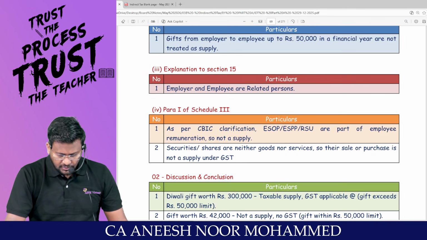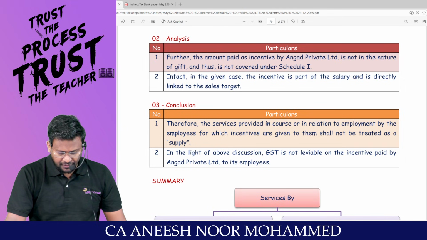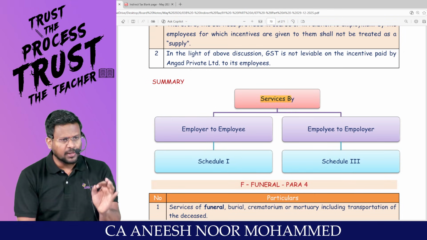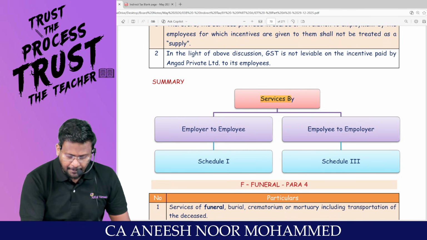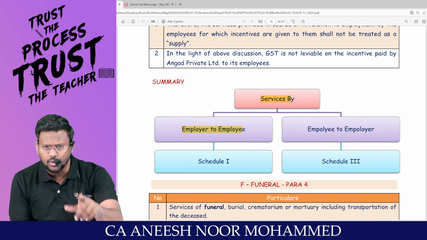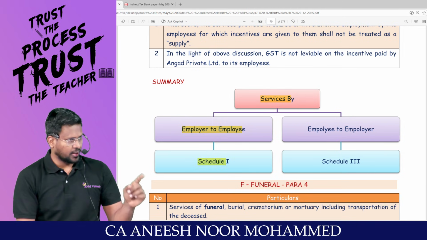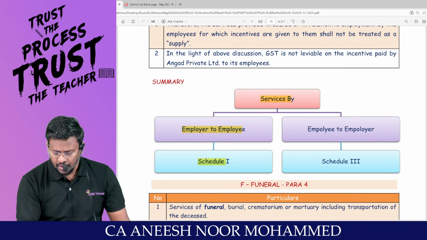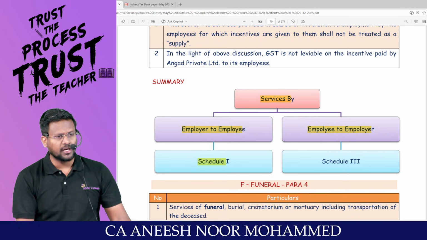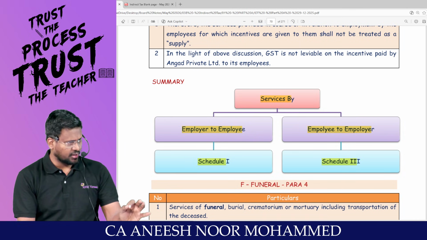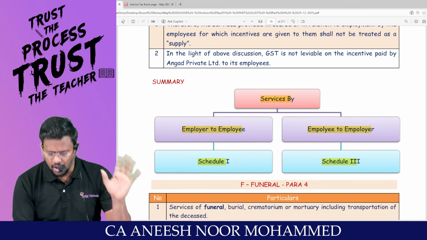Then we have, sir, F. So this is the one line summary. Any services provided by the employer to the employee, if I am providing any service to you, are covered in Schedule 1, and that too with a limit of 50,000 rupees. Are you able to recall? But if any service is provided by the employee to the employer, it is covered in Schedule 3. It is neither supply of goods nor supply of services.